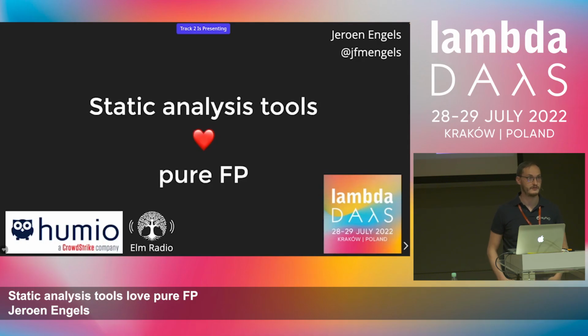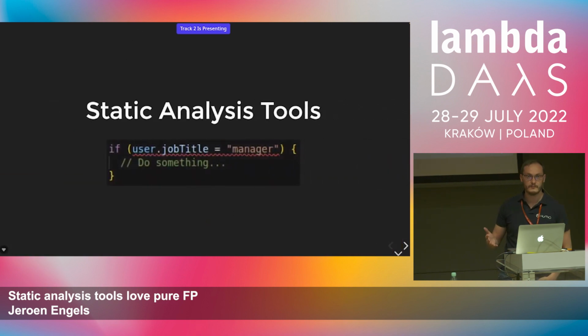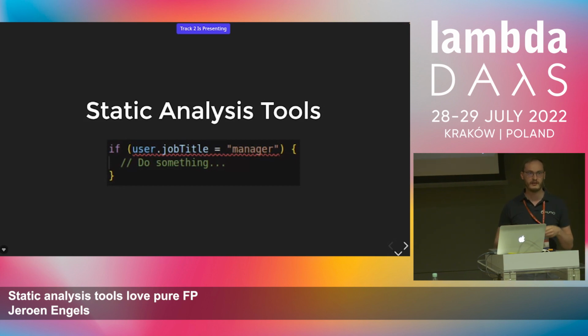I'm going to talk to you about how static analysis tools love PureFP. So, just so we're all on the same basis, when I mean a static analysis tool, I mean a tool that looks at your code, doesn't execute it, and then does something. So a compiler is a static analysis tool, a type checker, code formatter, code optimizer, and linter. Those are all static analysis tools. There are more of those. And the one we're going to focus most on today is the one that we call linters.